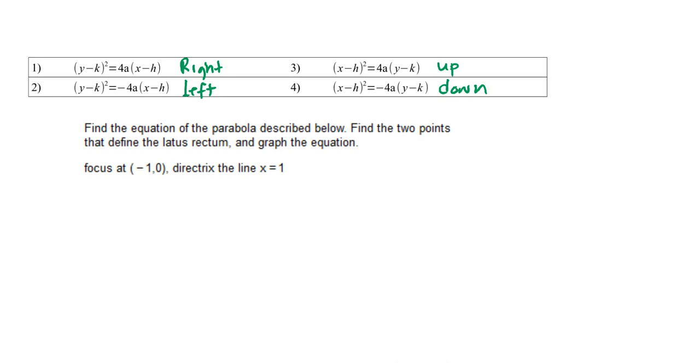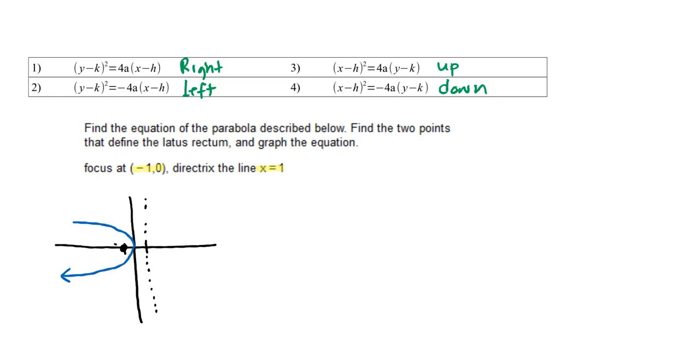With all that in mind, let's give this problem a try. For this example, we're given that the focus is at (-1, 0), and that the directrix is the line x equals 1. So the first thing I want to do is figure out the orientation of this parabola. Drawing my picture, this is just a sketch. If I have a focus at (-1, 0), that would be here, and the directrix being the line x equals 1, I know that the parabola will be oriented to the left.